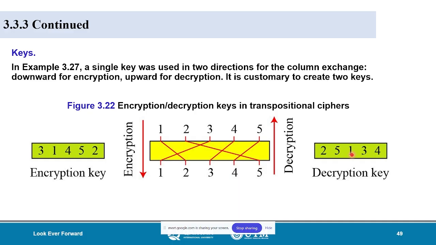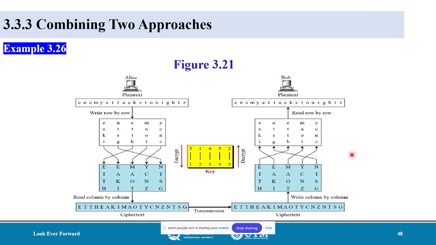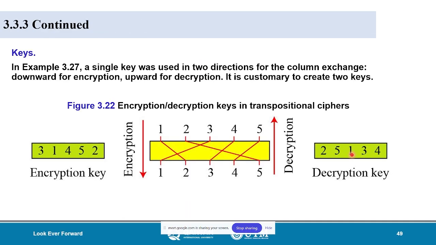Now this was the encryption key, and we talked about the decryption key. Now in example 327, a single key was used. Okay, this one was a single key in two directions for column exchange, downward for encryption and upward for decryption. It is customary to create two keys.